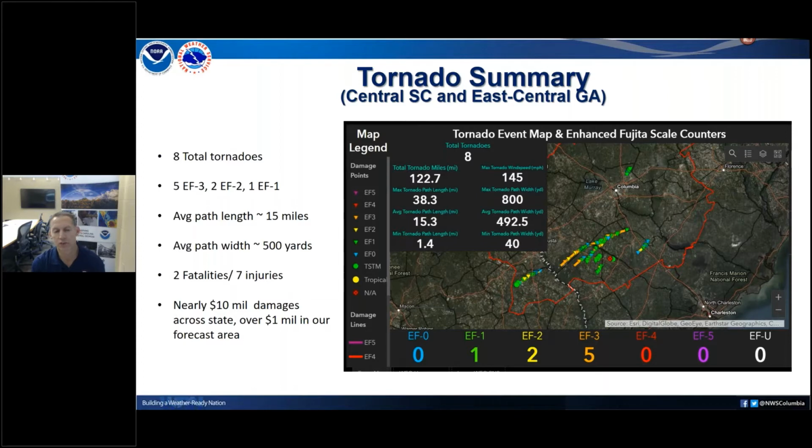Unfortunately, we did have 2 fatalities and 7 injuries associated with these tornadoes. And there was nearly $10 million in damages across the state, with over 1 million of that occurring in our forecast area alone.